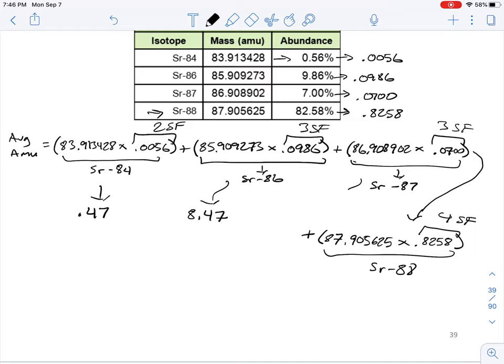Okay? And so for this section over here, I have 86.908902 times 0.0700, and that's going to give me 6.08 to the correct number of sig figs. And finally, I have 87.905625 times 0.8258. Okay. And then to the correct number of sig figs, I have 72.59. Okay, that's 4 sig figs.